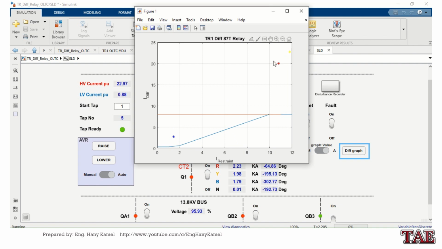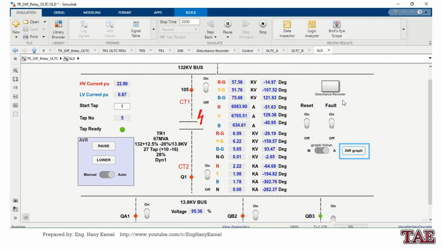The red and yellow current are already in the trip zone, and the blue phase is also in the trip zone. That's why we have differential operated, because it's in the differential zone.